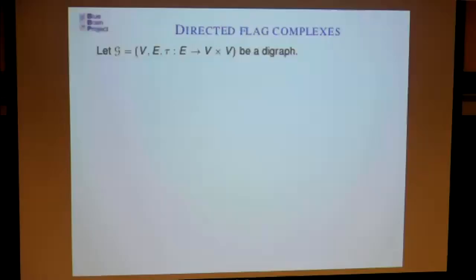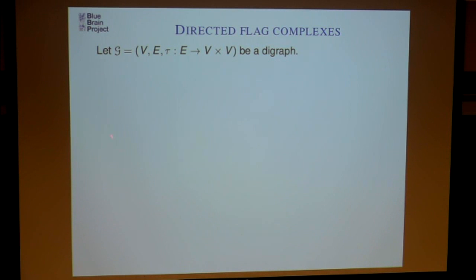So let's do a little bit of math. What we're going to do is start with this directed graph, which is given by some set of vertices, some set of edges, and a function that associates to every edge its starting point, its source, and its ending point, its sink. So you don't have loops? No loops. So we never, at least in this reconstruction, have neurons that connect to themselves.